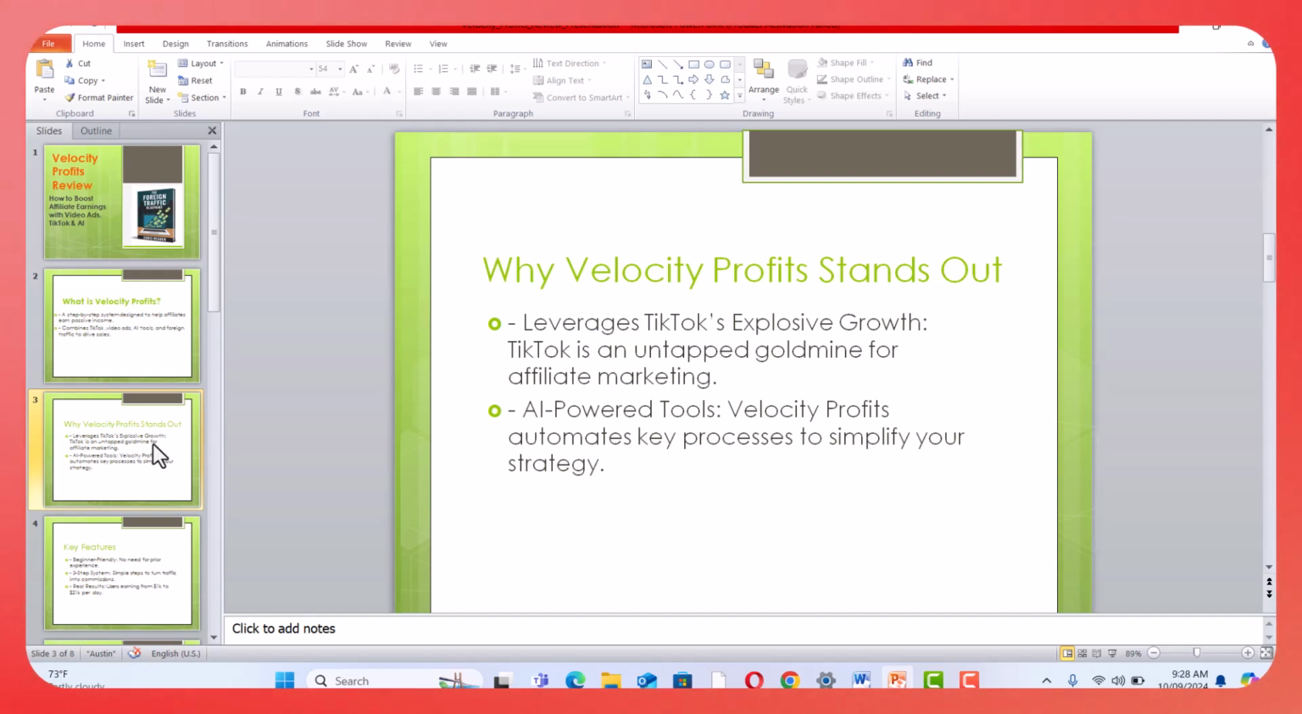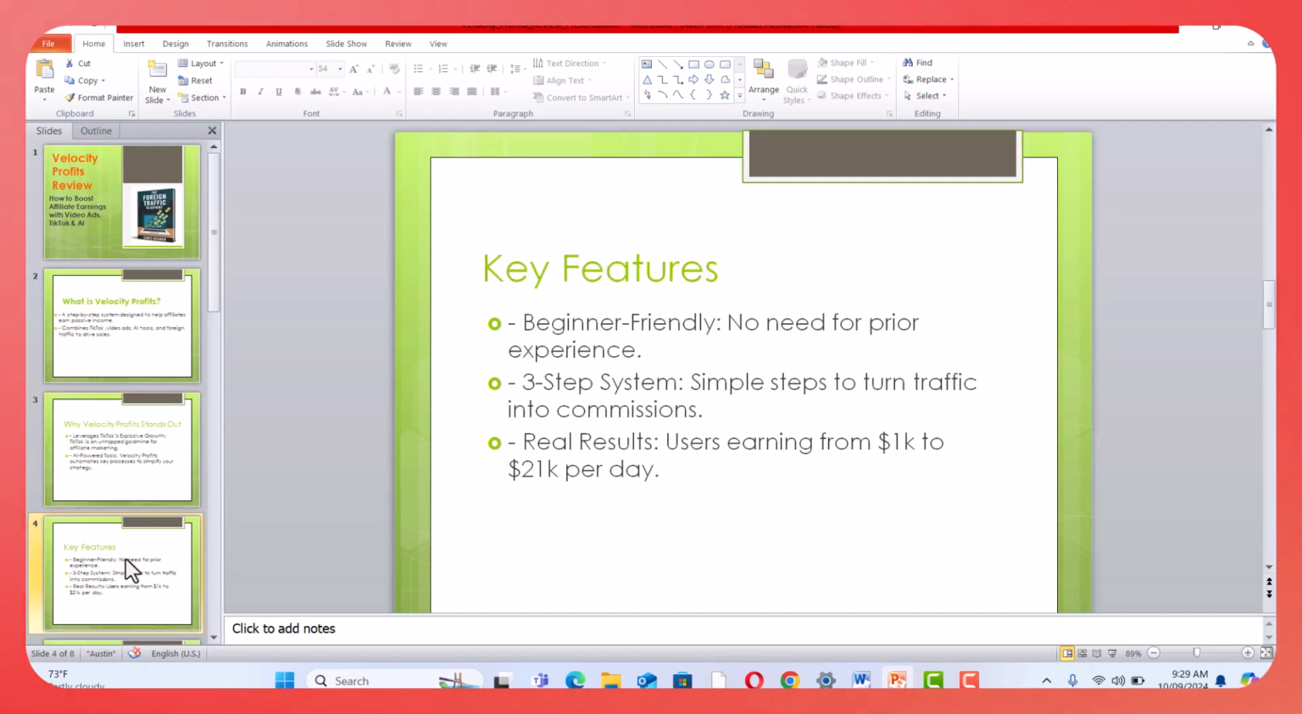So you get access to the free AI software that can help you to fast track your success. It can help you to create most of the materials you need to get an amazing result. So you don't need to spend money on the AI tools again. You don't need to spend money on most of the tools that you need to make high commission when you join Velocity Profit System. So what are the key features of this training?